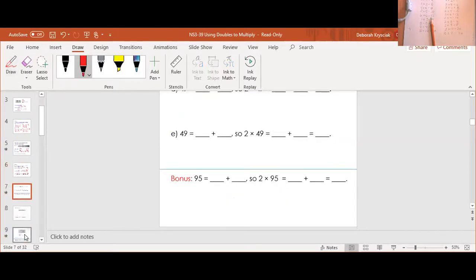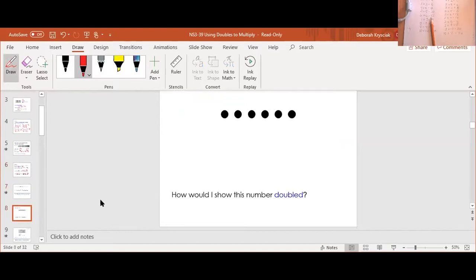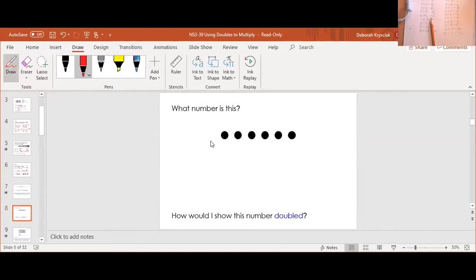Let's see if there's anything else here. There's more questions. What number is this? We know this is 6. 1, 2, 3, 4, 5, 6. How would I show this number doubled? Well, I could draw 6 more dots. Double it. 1. This is supposed to be a dot. 2, 3, 4, 5, 6.